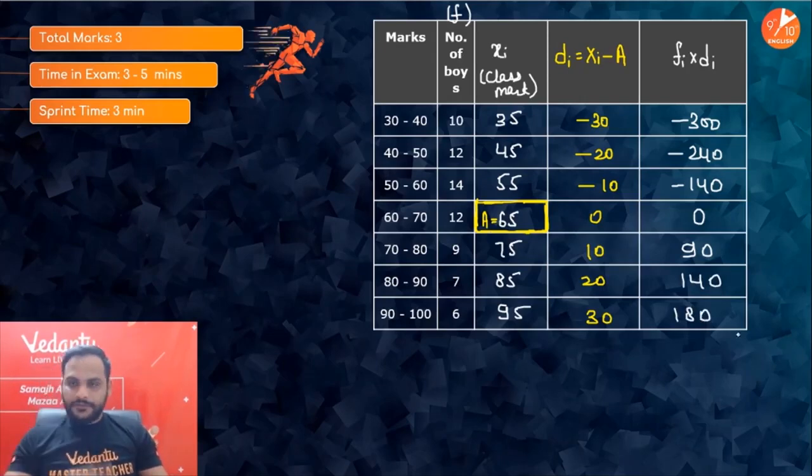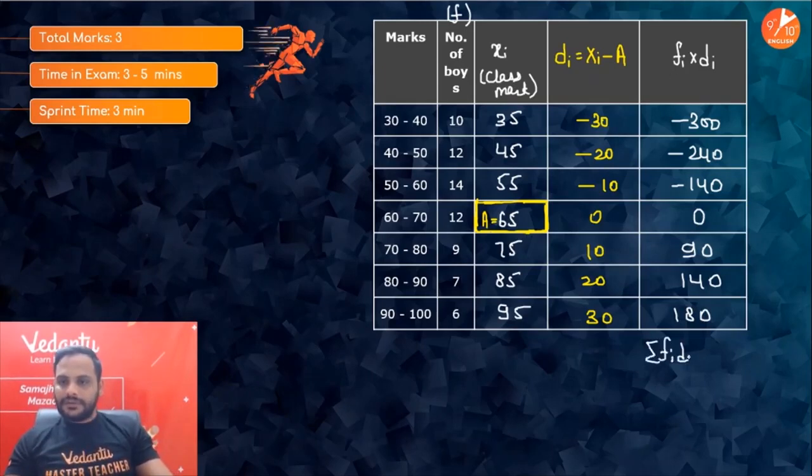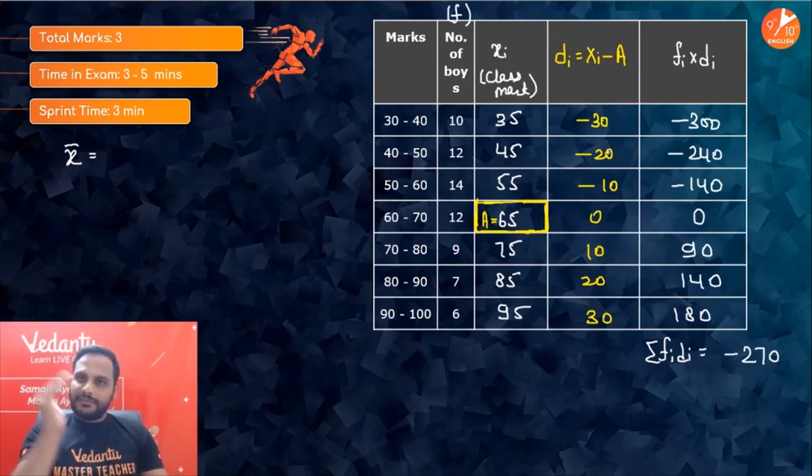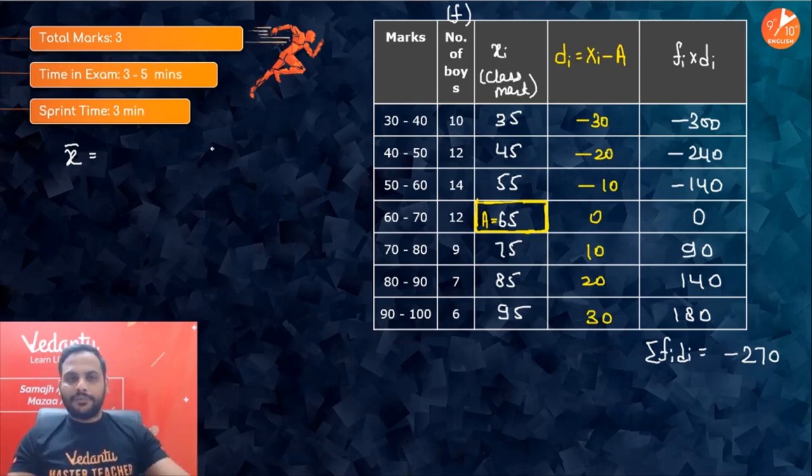Now if you see carefully, if I add all these, the sum of Fi into Di: minus 140 and 140 got cancelled, and here 180 plus 90 will be equal to 270. So minus 300 and minus 240 give minus 540, so minus 270 is left over here. Now whatever we have done in making this table, we have to do the opposite of it. I have subtracted A from all the values, so the mean is reduced by that. So in the formula, we have to do the opposite. That means add A: A plus summation of Fi Di upon summation of Fi.